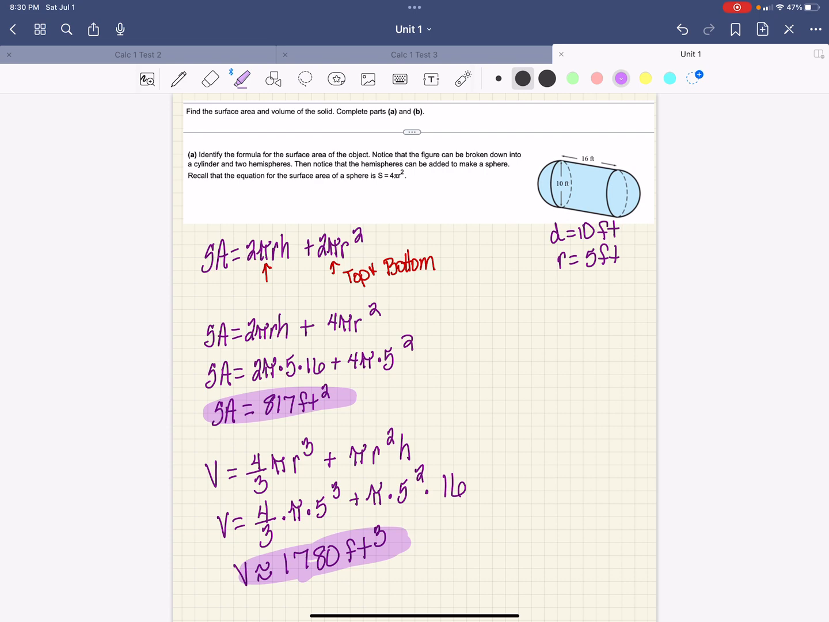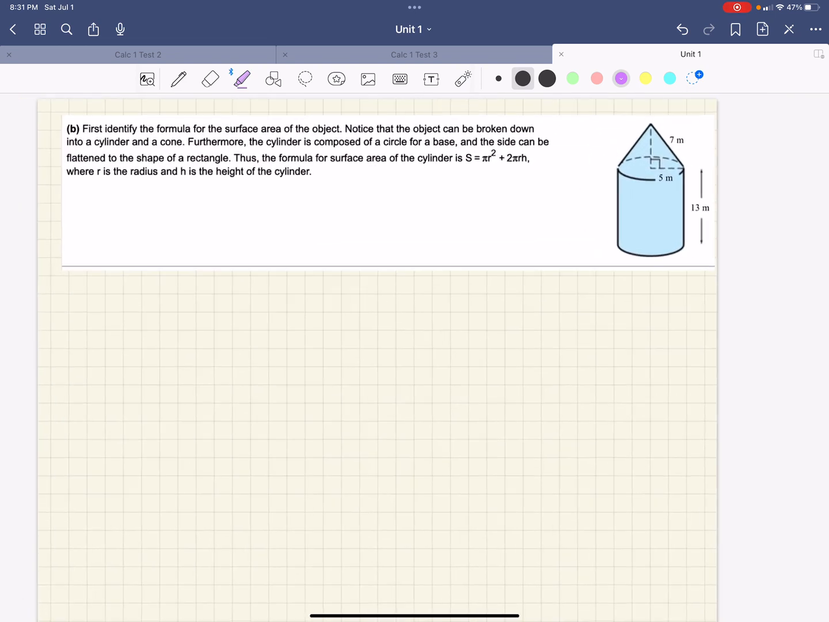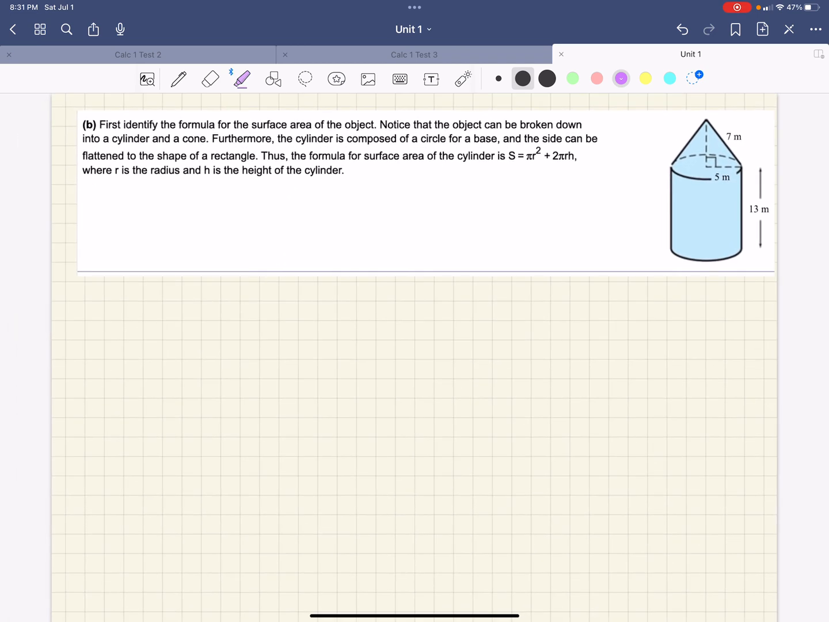And I think we've got one more figure to look at. We're going to do all the same things with that. So here what we have is a cone. What we're looking at here is a cone on top of a cylinder. And so we want to break this down as well. A cone, or whoops, I did that backwards, a cylinder and a cone.